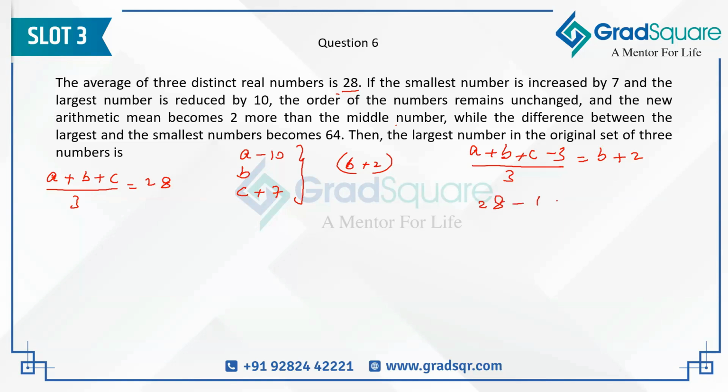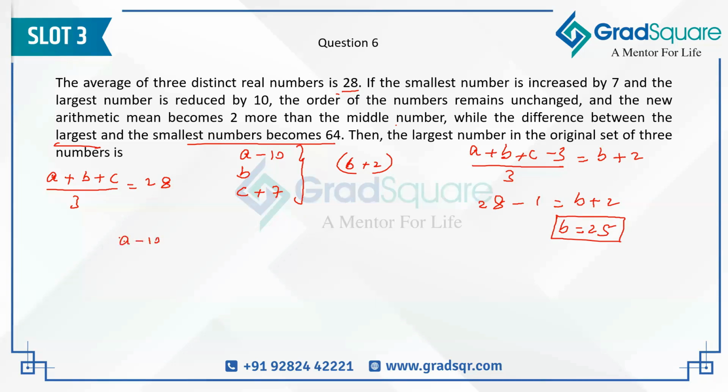Minus 3 by 3 is minus 1, which will be equal to B plus 2. If you solve this further, your value of B turns out to be 25. Now we know the value of B, which is 25, while the difference between the largest and the smallest number becomes 64. The largest number is still A minus 10.